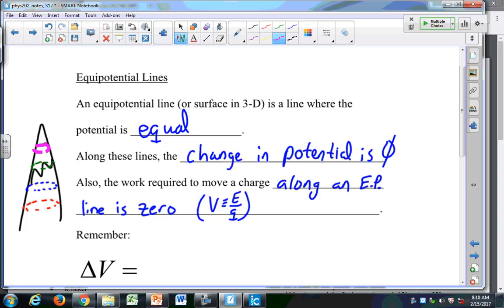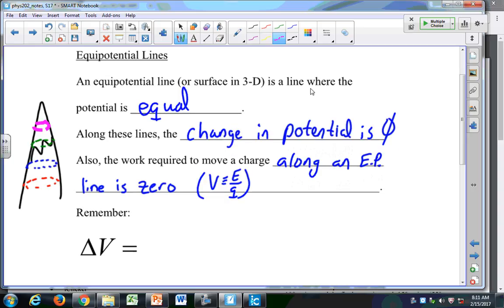That's an equal potential line all up and down the mountain. Now, if I move in between equal potential lines, that requires me to do some work. But if I stay along an equal potential line, I do no work at all. And that's true for charges as well.